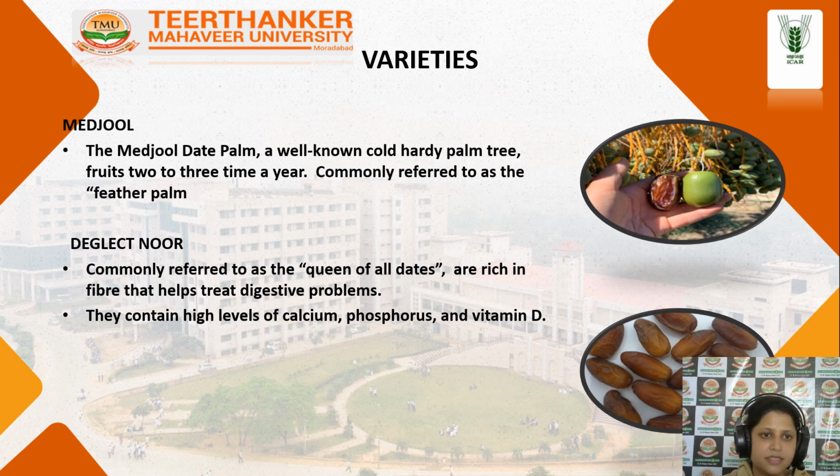Now its varieties. Maypole: the Maypole date palm, a well-known cold-hardy palm tree, fruits 2 to 3 times in a year. It is commonly referred to as feather palm. The next variety is Deglet Noor, commonly referred to as the queen of all dates, which is rich in fiber that helps treat digestive problems. They contain high levels of calcium, phosphorus, and vitamin D.